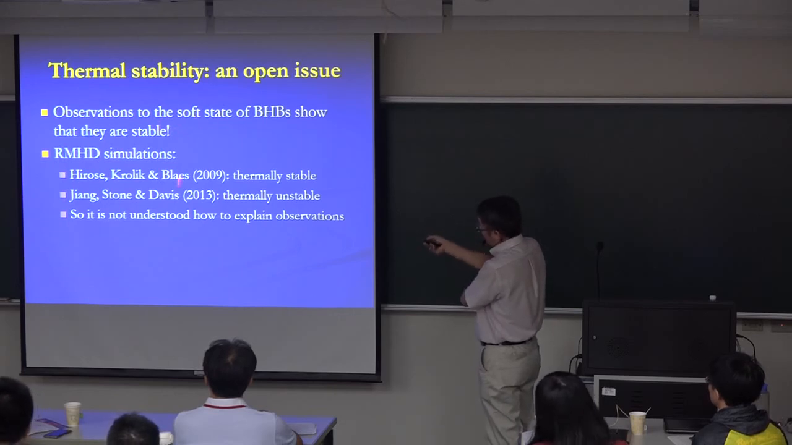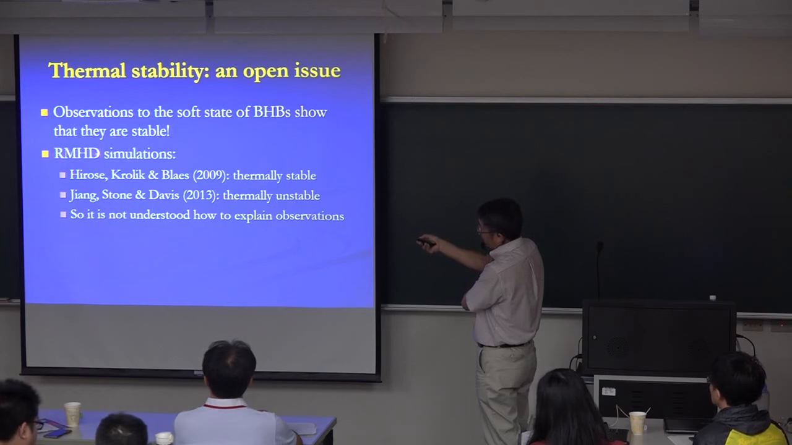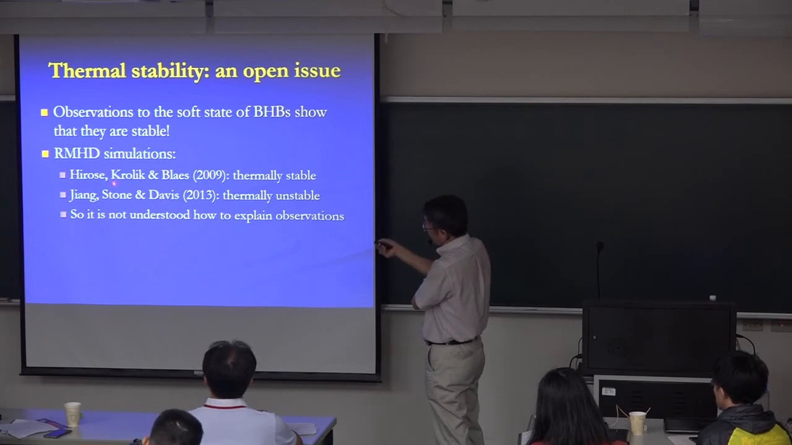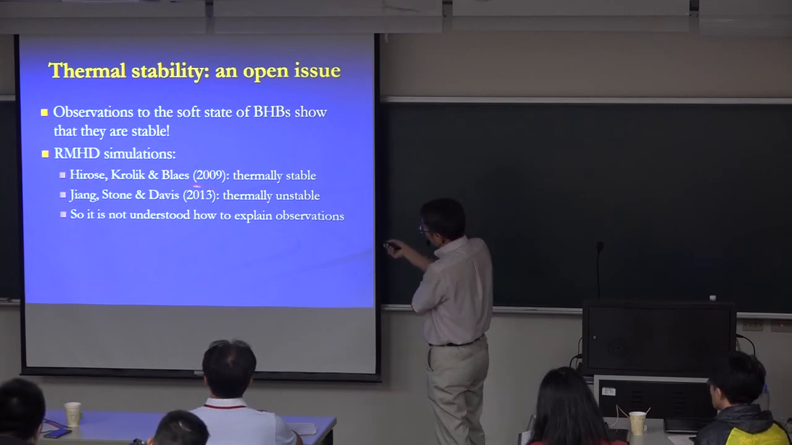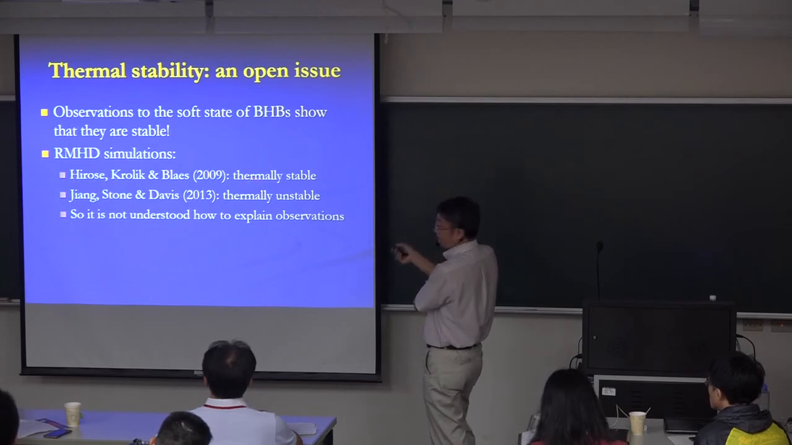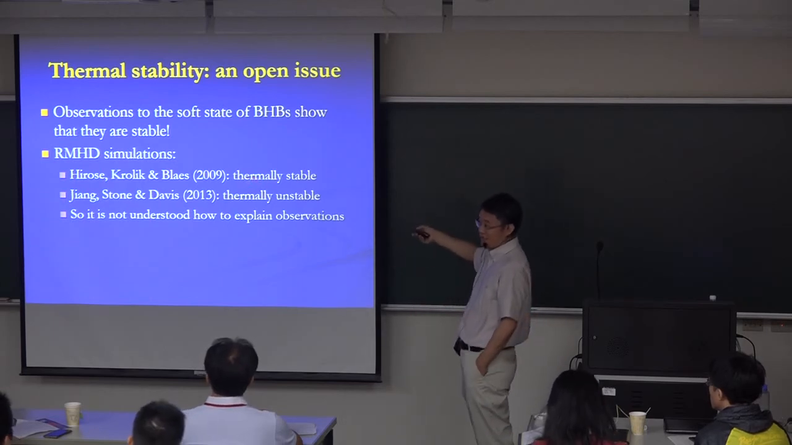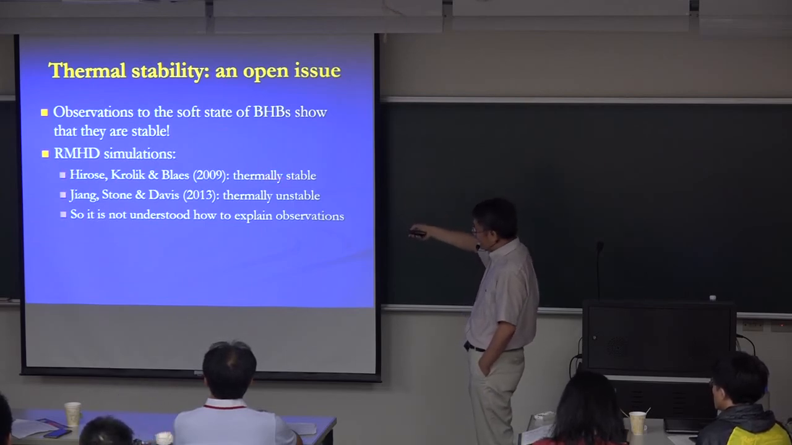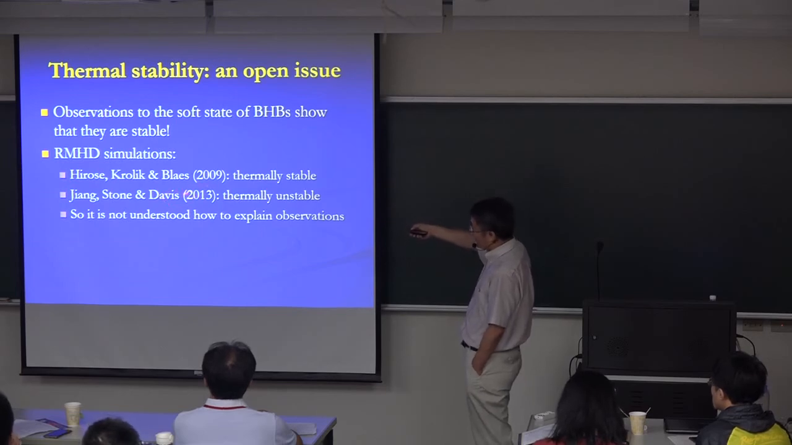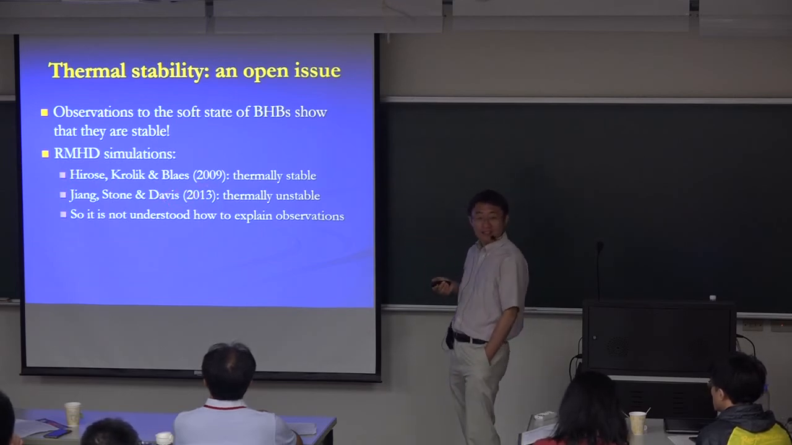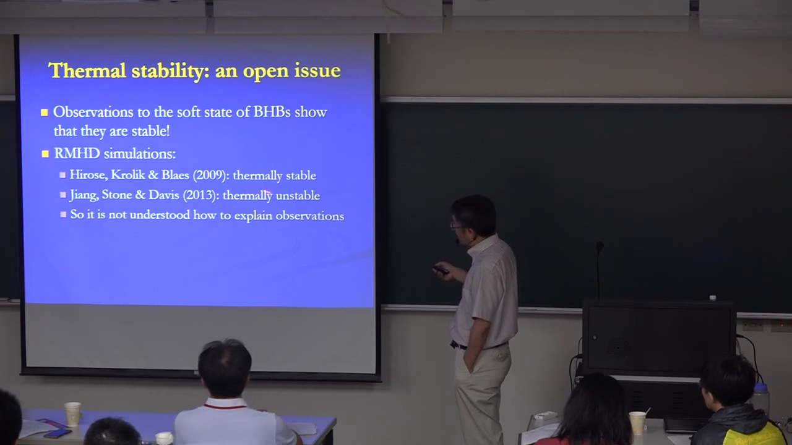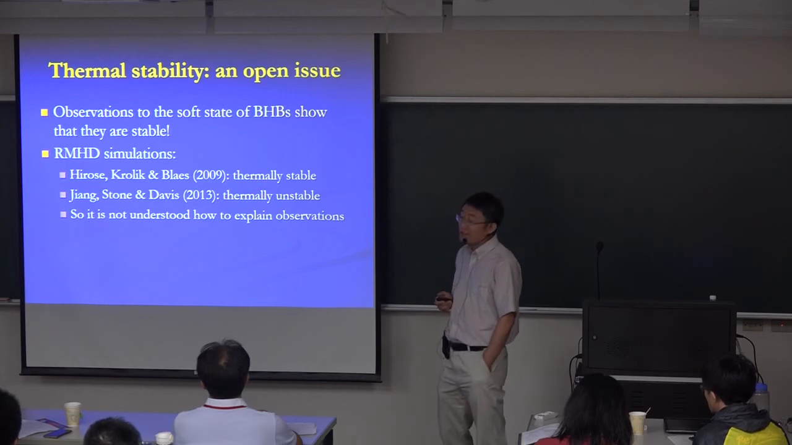So to solve this problem, people recently did some radiative MHD numerical simulations. Unfortunately, different people obtained different results. One group found that the accretion disk is thermally stable. This is good news because it means theory is consistent with observation. Unfortunately, several years later, some other people did a more careful study using a better numerical scheme. They found that it is thermally unstable. So anyway, this problem is still unsolved today.